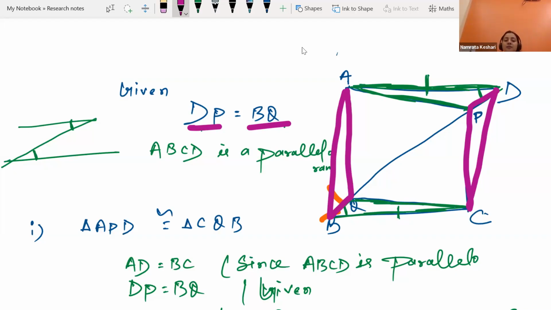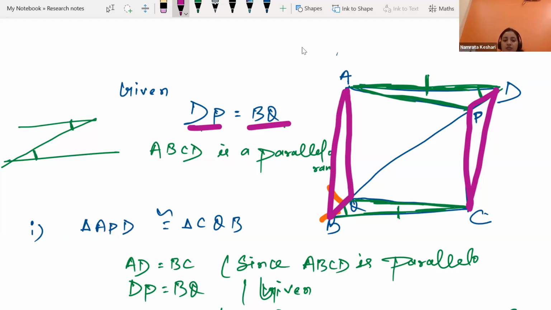What else can we take? We can take AB common. AB is common. I'm talking about these two purple color triangles. My screen is visible.